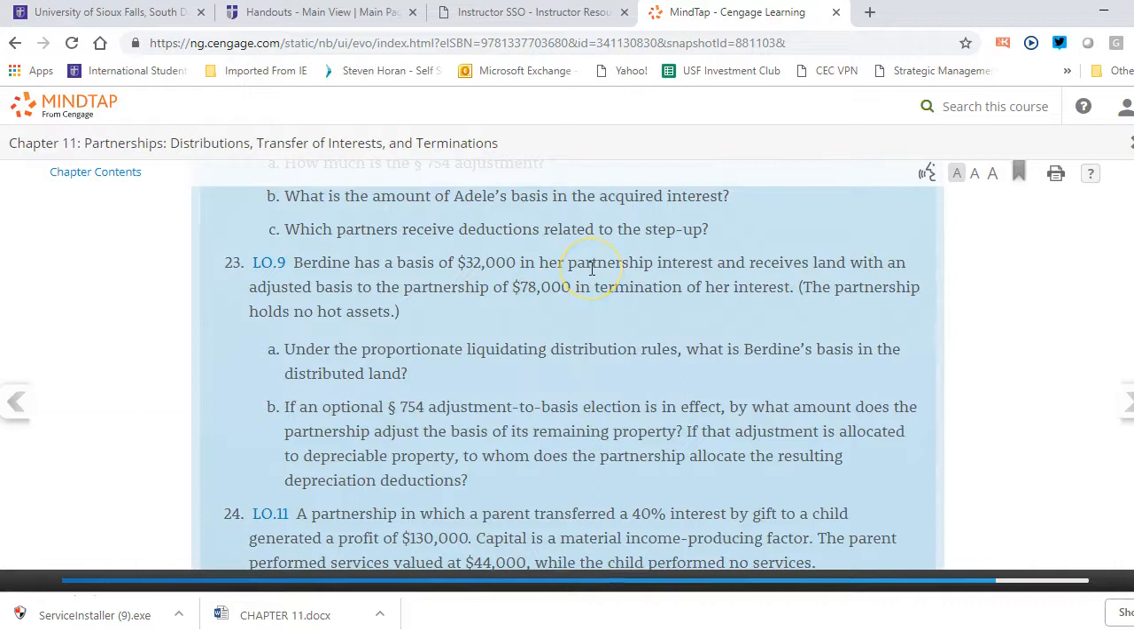Burdine has a basis of 32,000 in her partnership interest and receives land with an adjusted basis to the partnership of 78 in termination of her interest. The partnership holds no hot assets. Under the proportionate liquidating distribution rules, what is Burdine's basis in the distributed land? Let's do that one first, and we'll come back and look at B.